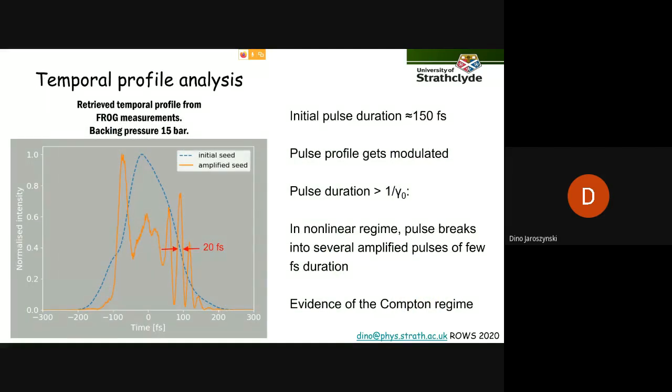What you see here is a FROG trace. This is the temporal measurement of the amplified pulse. You can see the initial seed pulse is around 100 or 200 femtoseconds. And as the seed pulse is amplified, you've got this factor of about 10 or 20 amplification, and you're getting into what they call the Compton regime. So you're producing a fine temporal structure in the amplified pulse with a time scale of around 20 femtoseconds. This time scale is just related to the bounce frequency of electrons trapped in the ponderomotive potential.